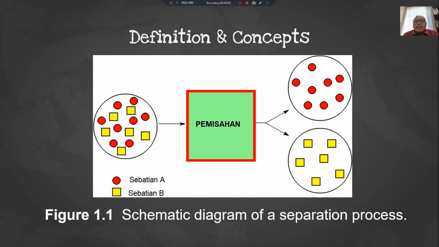Let's go to the definition and concept of separation. You have, for example, a mixture of sebatian A and sebatian B, compound A and compound B. After the separation process, you successfully separate them into their own components. You separate the mixture into its own components. So this is the concept of separation.